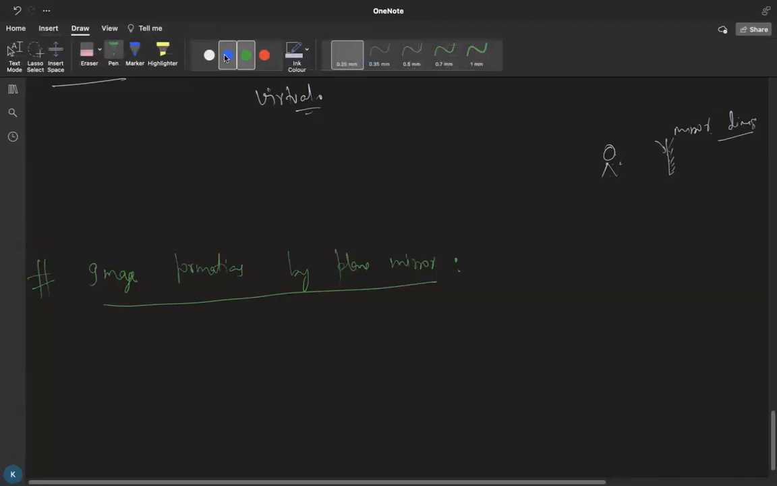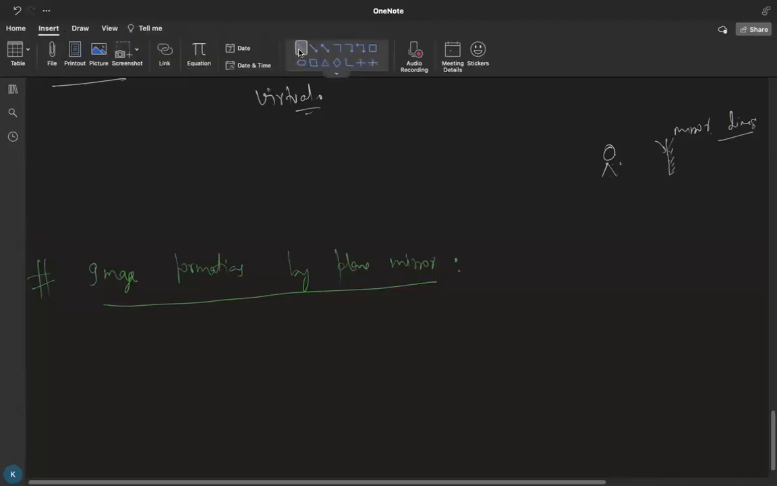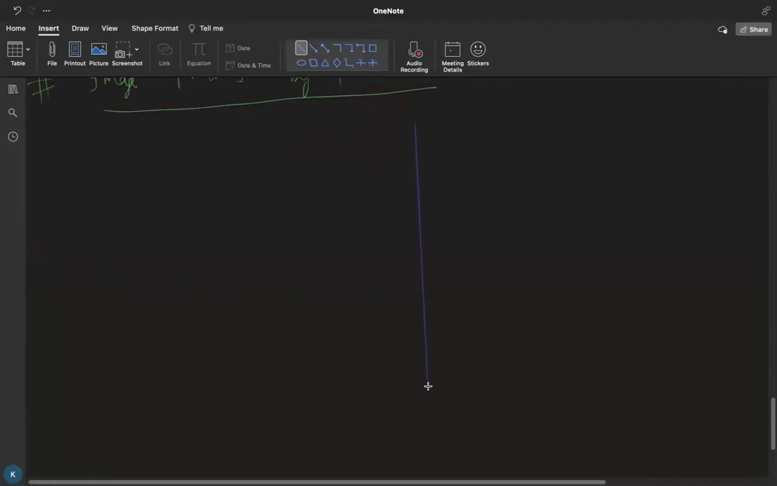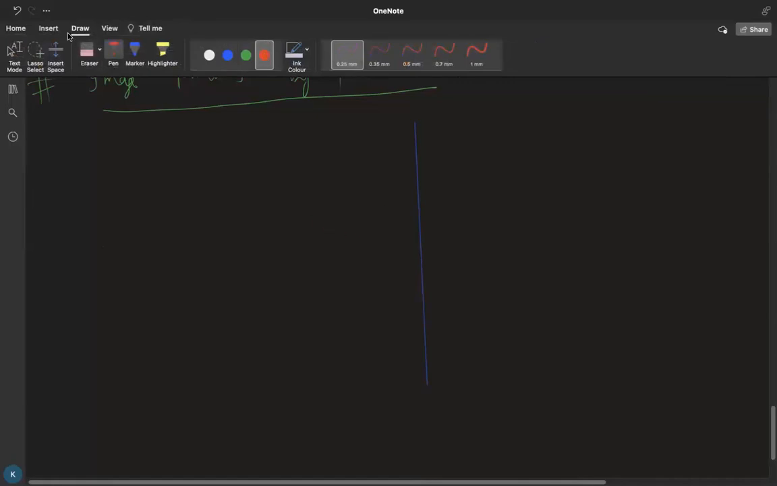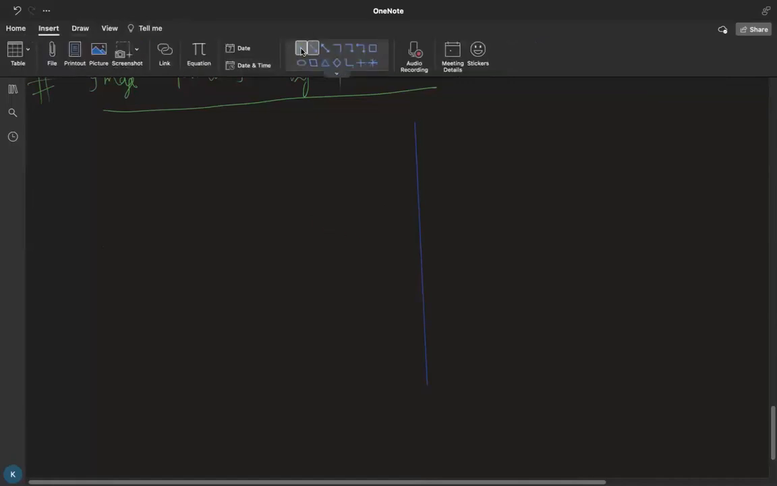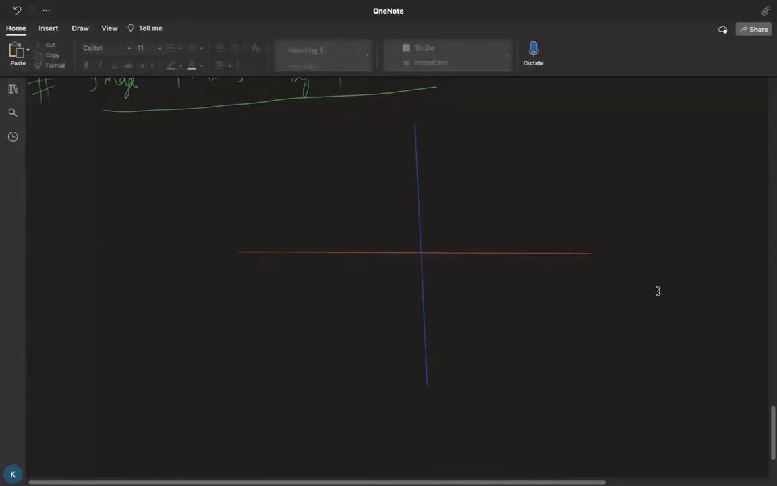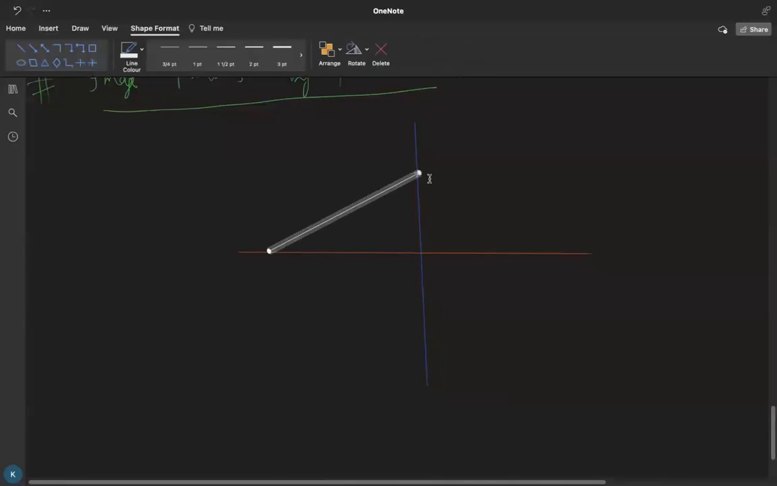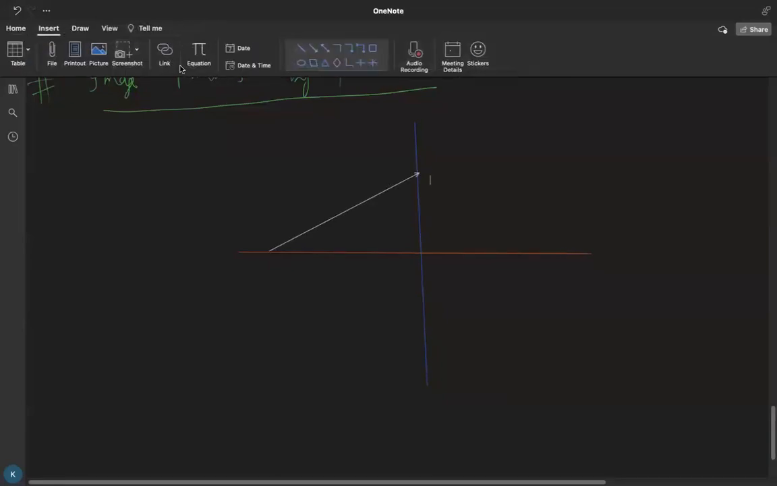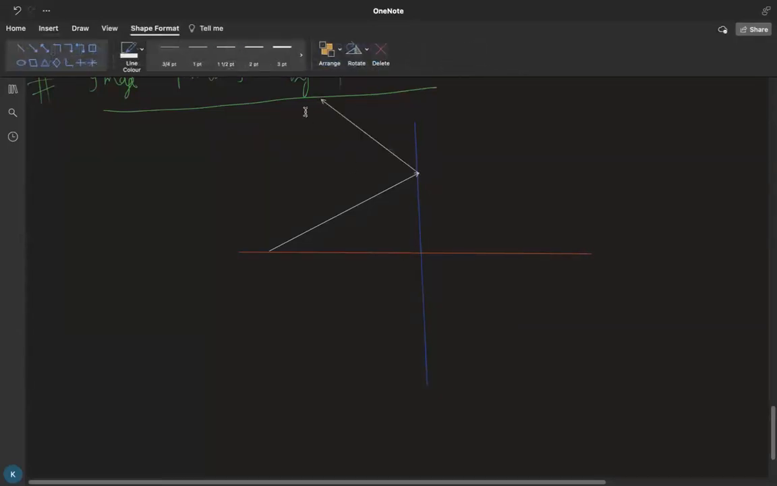First change the color. Let's take a straight line. Okay, that's fine. And let's draw a normal here with some different color. Let's take the red. Okay, this is actually our normal. And the next thing we have to take is actually a ray of light. So let's take it from the white color. Let's take it from here. Okay. And again, insert the same ray in this direction.